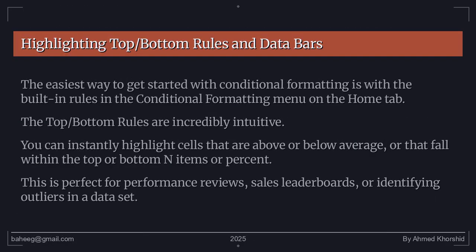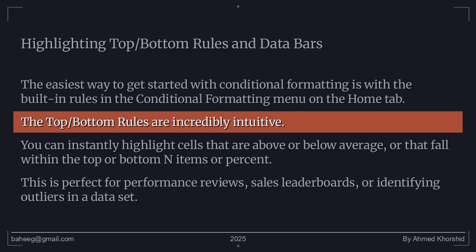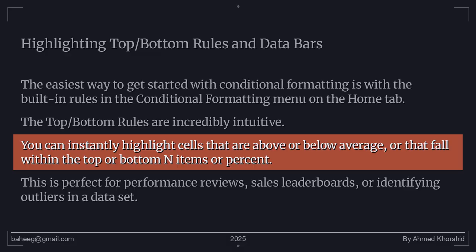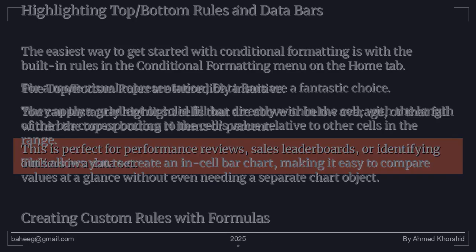Highlighting top-bottom rules and data bars. The easiest way to get started with conditional formatting is with the built-in rules in the Conditional Formatting menu on the Home tab. The top-bottom rules are incredibly intuitive. You can instantly highlight cells that are above or below average, or that fall within the top or bottom N items or %. This is perfect for performance reviews, sales leaderboards, or identifying outliers in a dataset.